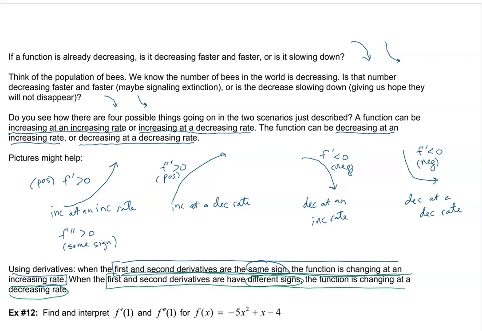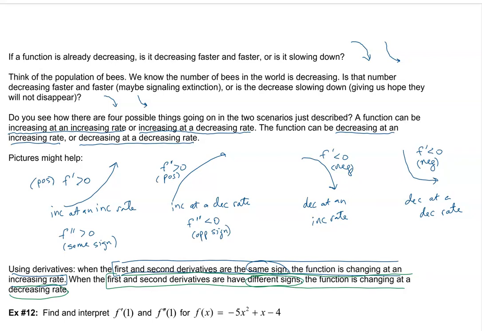So first derivative positive, second derivative positive, increasing at an increasing rate. In the second picture, we're increasing but at a decreasing rate. So if my first derivative is positive, I know that my second derivative is going to be negative. The opposite sign, different sign.